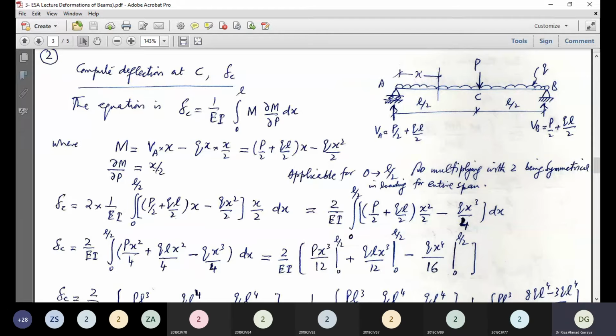Now one thing more. This moment expression is applicable up to point C. So the limit will be 0 to L by 2.